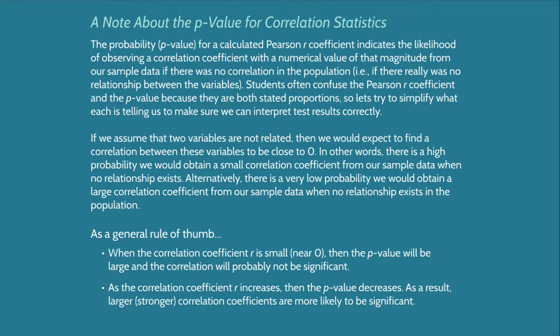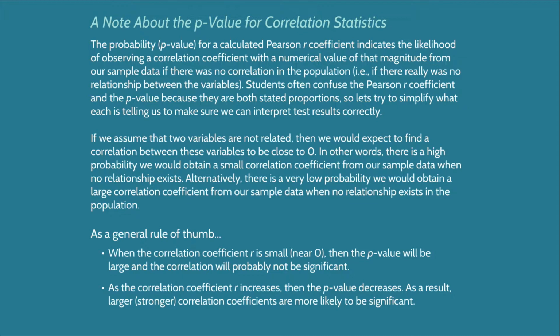A note about the p-value for correlation statistics. The probability, or p-value, for a calculated Pearson R coefficient indicates the likelihood of observing a correlation coefficient with a numerical value of that magnitude from our sample data if there was no correlation in the population. In other words, if there really was no relationship between the variables.